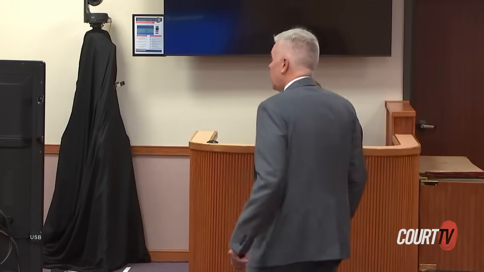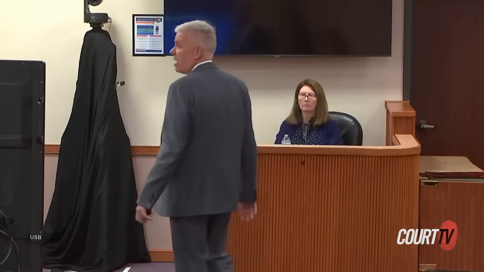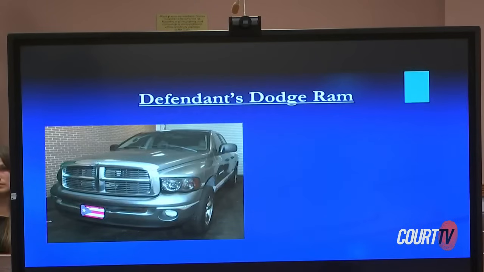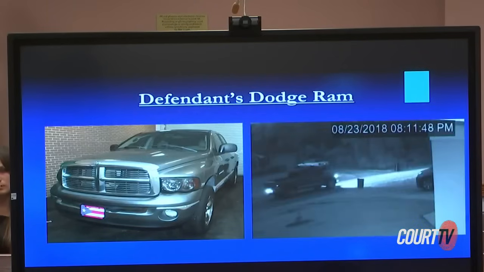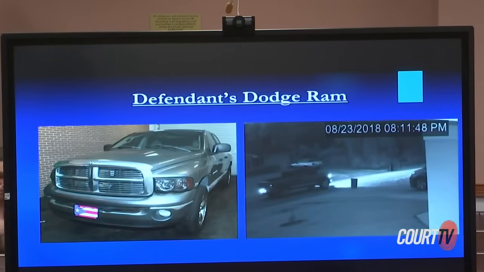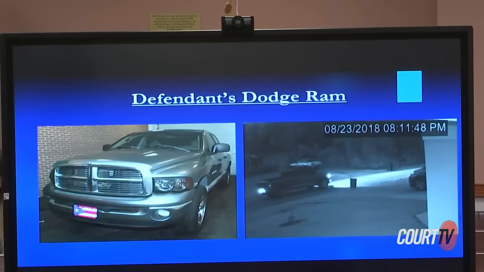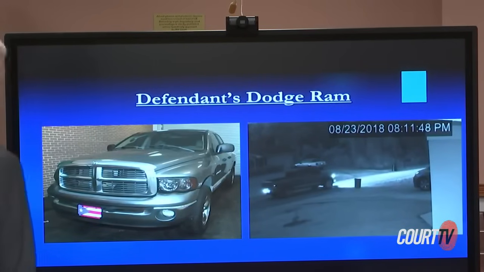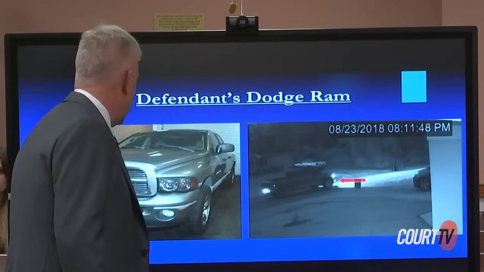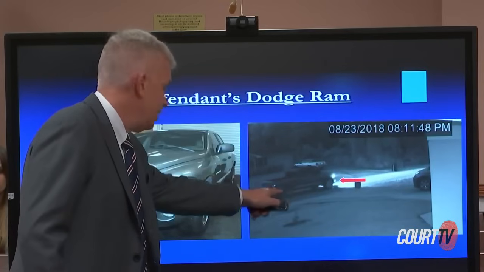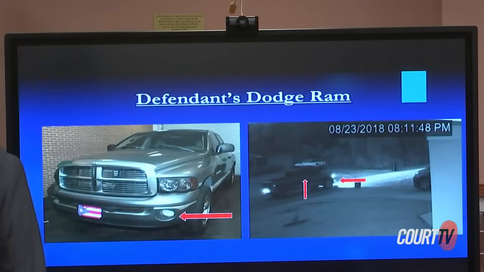The next question is, how do we know that it's the same Dodge Ram? Well, here's the defendant's truck as it was being searched at a search warrant. Here's a truck that leaves the defendant's home at 8:11 p.m. that night. We see fog lights that match. We see that it was a four-door truck that matches, and we can also see the chrome on the wheels.